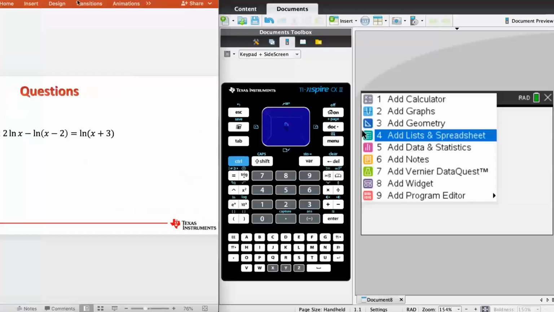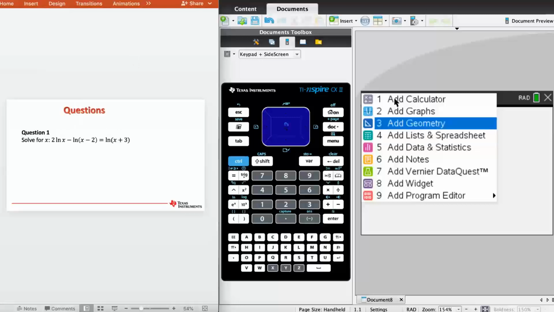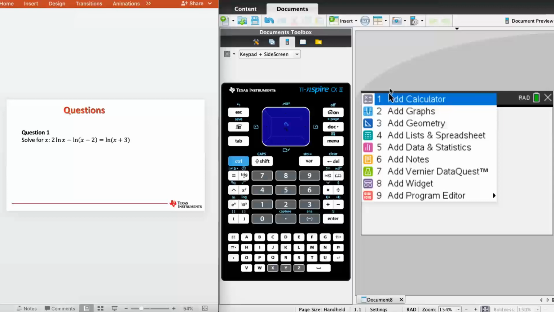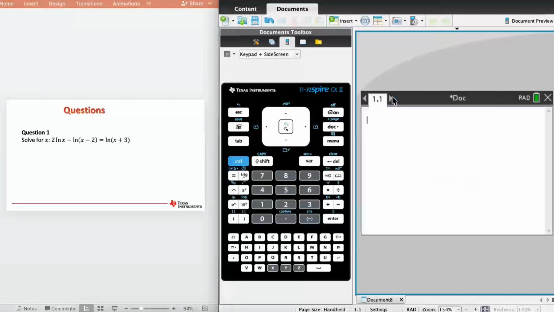So the calculator software that I'll be using today is the TI-Nspire CX Premium Teacher software. I will be starting with a calculator page. With a new document, I add a calculator. The question I'm going to solve for x is 2 natural log of x minus natural log of x minus 2 is equal to natural log of x plus 3.